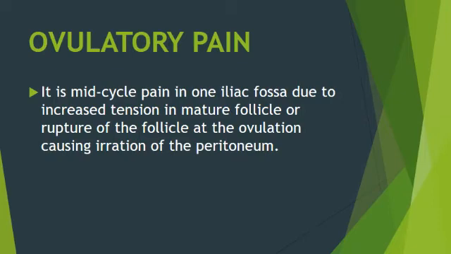Ovulatory pain is mid-cyclic pain in one iliac fossa due to increased tension in the mature follicle or rupture of the follicle at the ovulation time, causing irritation in the peritoneum. It is also called Mittelschmerz pain.